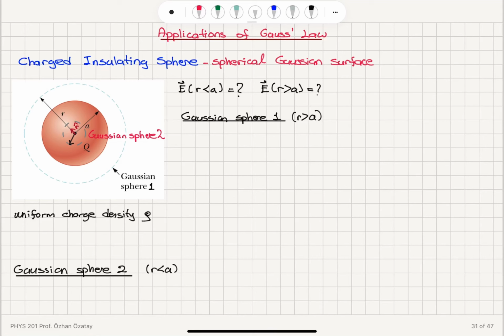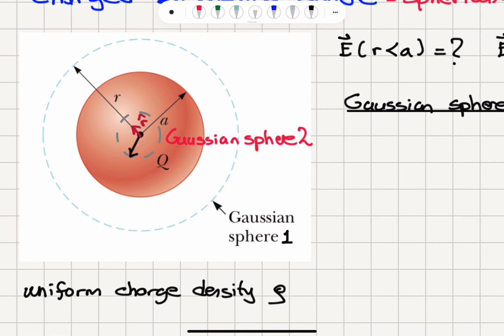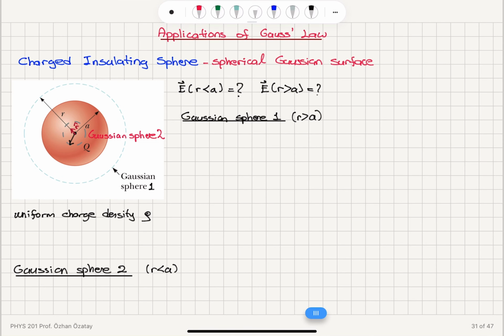We will now consider some applications of Gauss's law. The first case we will consider is the charged insulating sphere. This is a sphere that has a radius a, and it's completely charged. So it has total charge Q on it, and it has a uniform charge density rho. This charge is uniformly distributed over the volume of the sphere.